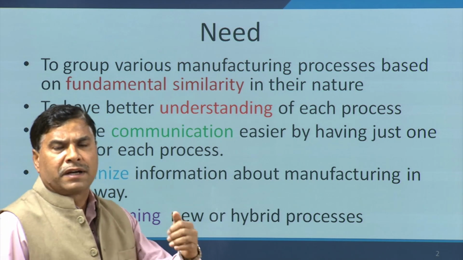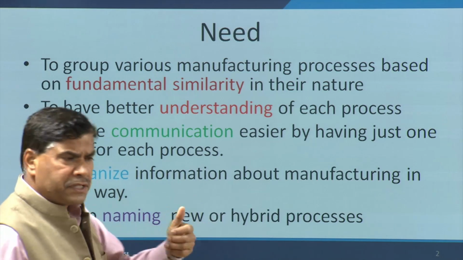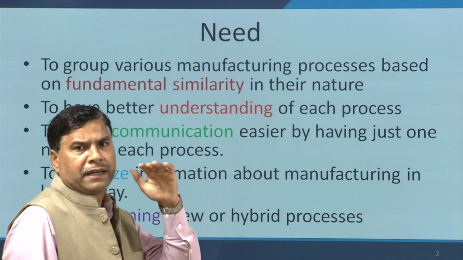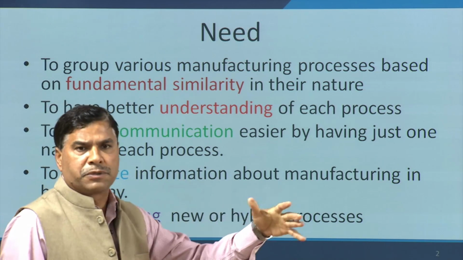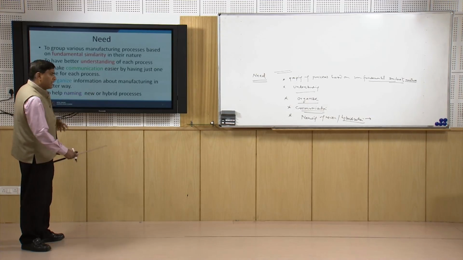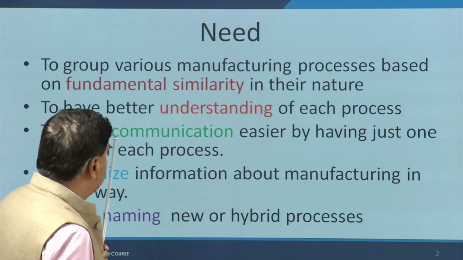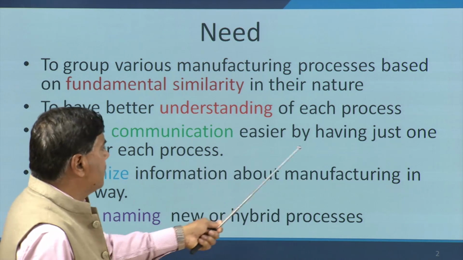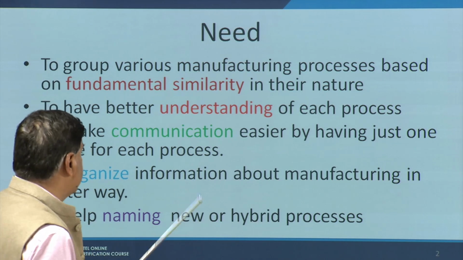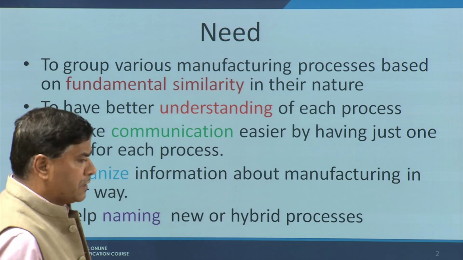the sand mold casting or die casting or centrifugal casting. All these are the processes where the given material will be melted and then processed into the mold to get the desired shape. However, the approach of the processing during the casting may be different, but that's how the communication becomes easier when the processes are grouped based on their fundamental similarity, and it also helps to organize the information related to the manufacturing processes.